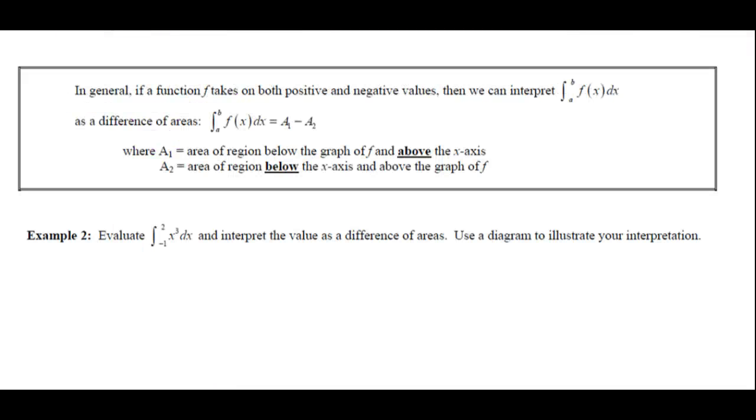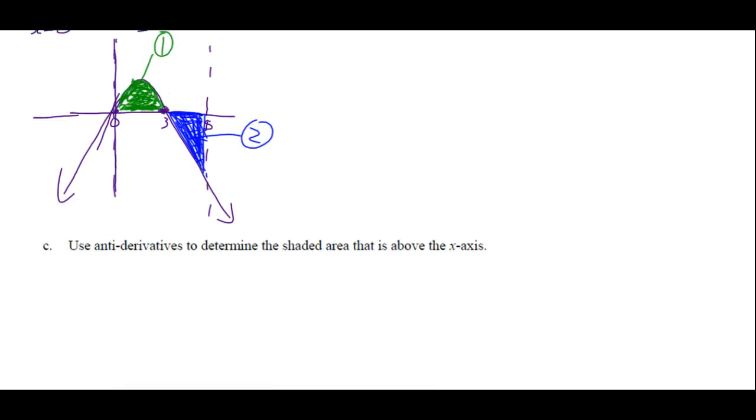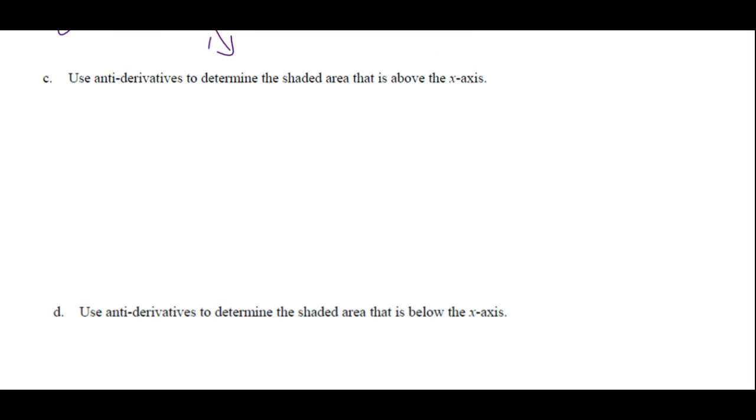Oh, wait, what? Did I go too far? Oh, here, sorry. On the same page. Use antiderivatives to determine the shaded area that's above the x-axis. So we want to go from 0 to 3. So we're going to work out area 1, right?